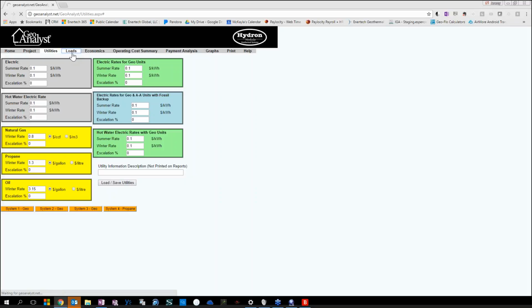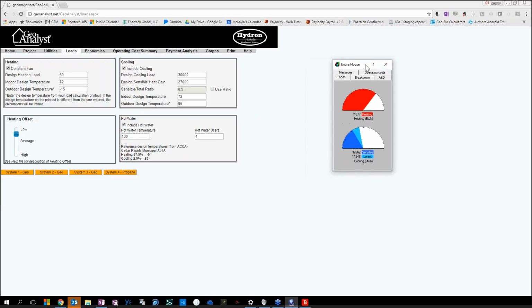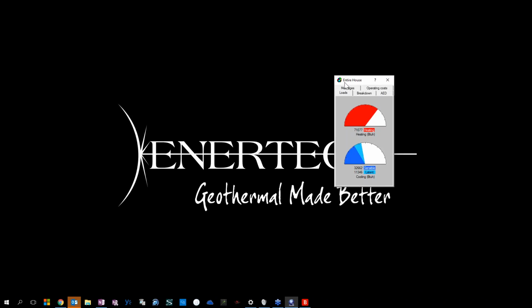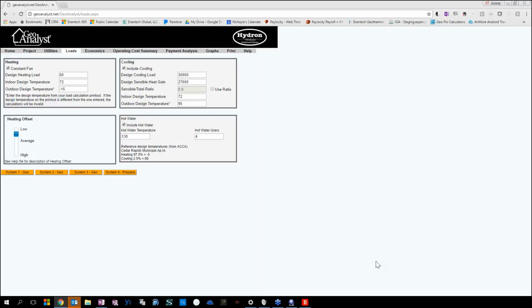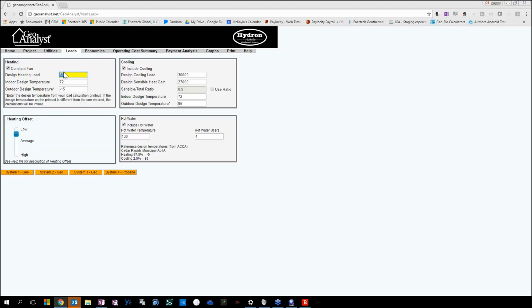Go across this top of the page on the Loads tab. This is where I would input my heat load. And again, I'm going to pull up this from another program. This is not from GeoAnalyst. This is from a different program. And I lost my web page there. All right, so heat load 71,077. I'm going to grab this design heating load 71077. My indoor design temperature was 72 degrees. The outdoor design temperature was -15 in that application.